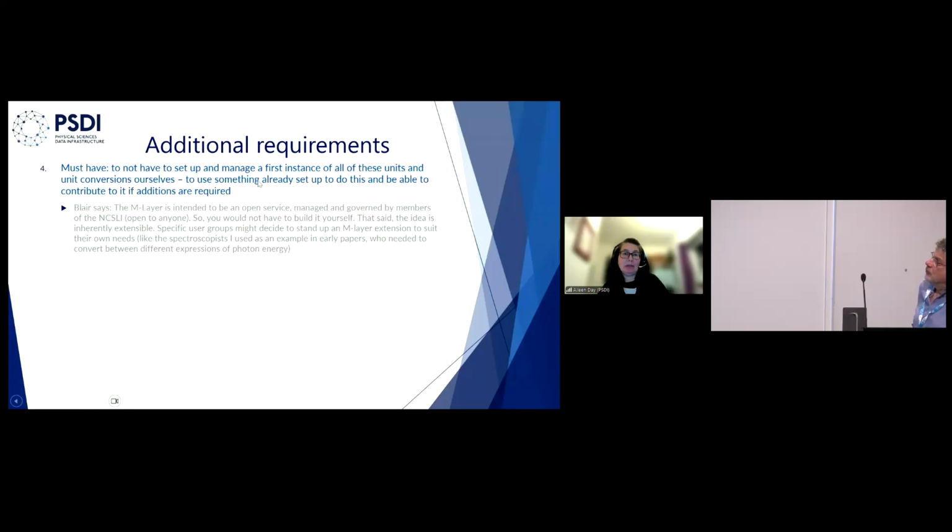Some additional requirements. It would be nice if whatever we used was fully set up and we didn't have to build something. Blair, in the first version of MLayer, as he says, it's under construction. So he's got the framework there and he's seeded it. It would need some work to pad it out, but the framework is there, and we've shown that it's functional. And we would be able to contribute to it if required.